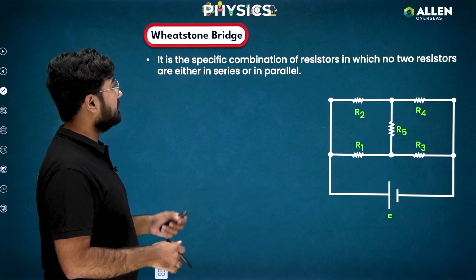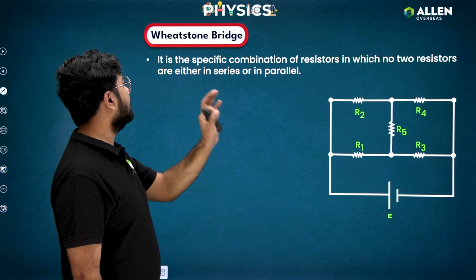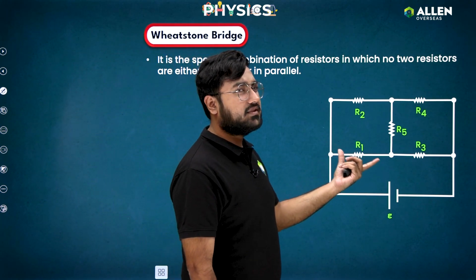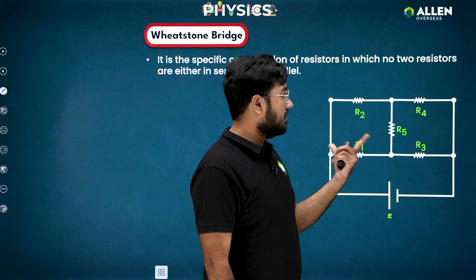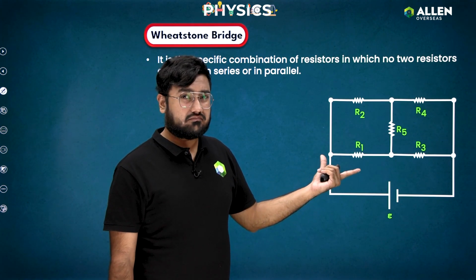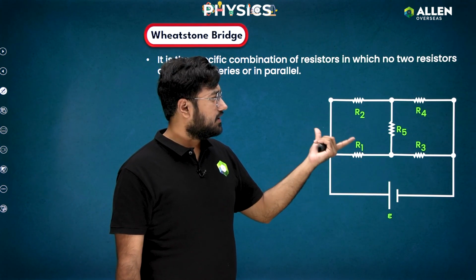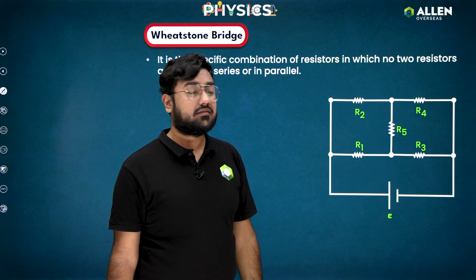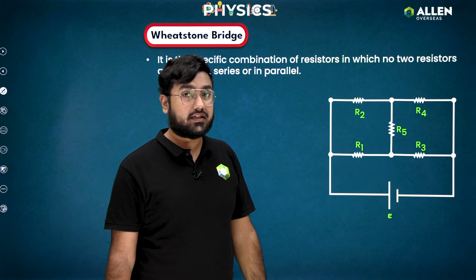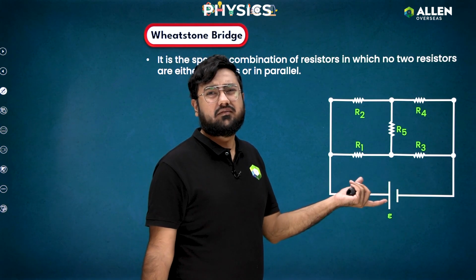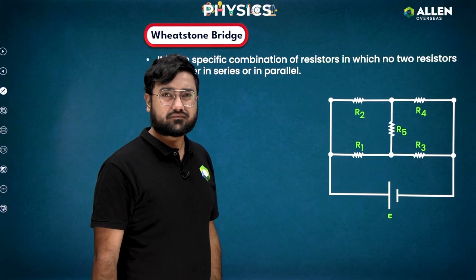So let us begin. It is a specific combination of resistors in which no two resistors are either in series or in parallel. Basic. A circuit that looks something like this, right. Now this kind of circuit is looking something like this, but it is not the only one. There could be many different variations of the Wheatstone bridge that you can find. However, the complete mechanics behind it will be absolutely the same.